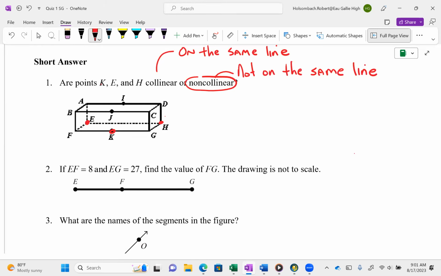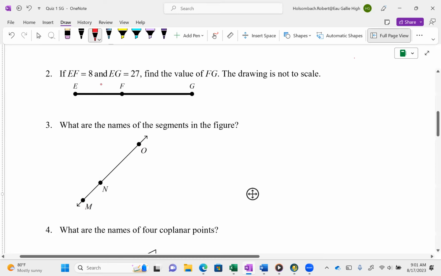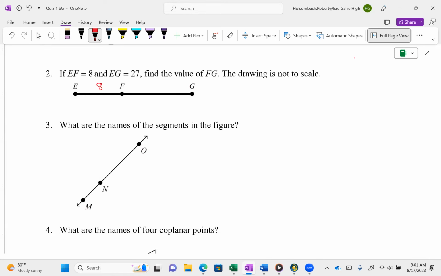All right, so let's take a look at number two here. You're told that E to F is 8 units long. E to G, that's this length, is 27 units long. And you're asked to find the value of FG, which is right here. So doesn't 8 plus FG equal 27? Yes. The two smaller segments make up the entire segment. So if we subtract 8 from each side, then our FG is equal to 27 minus 8, 19.